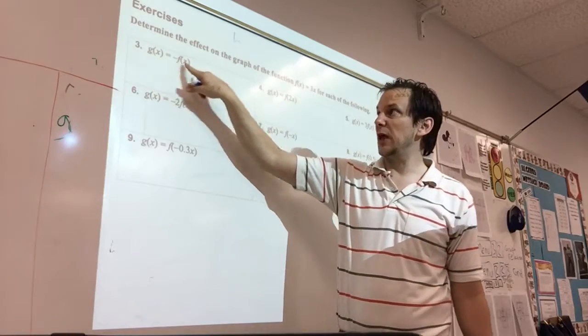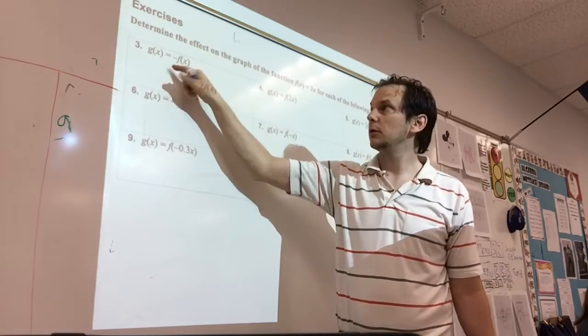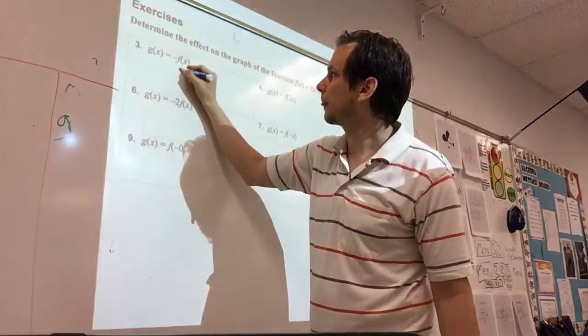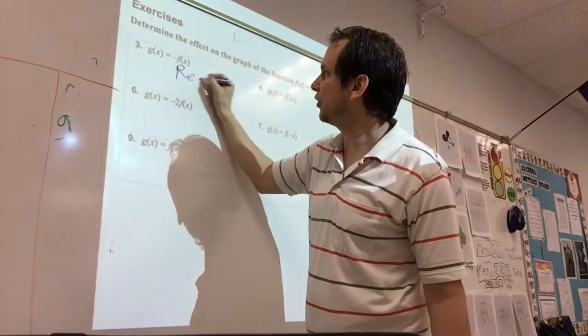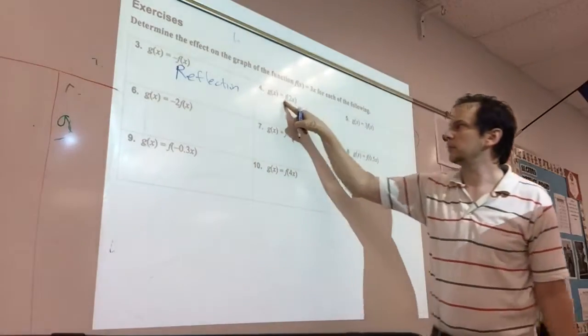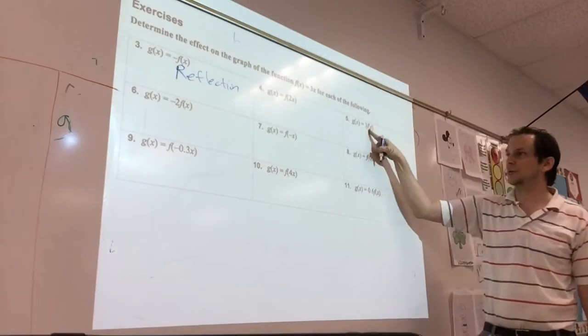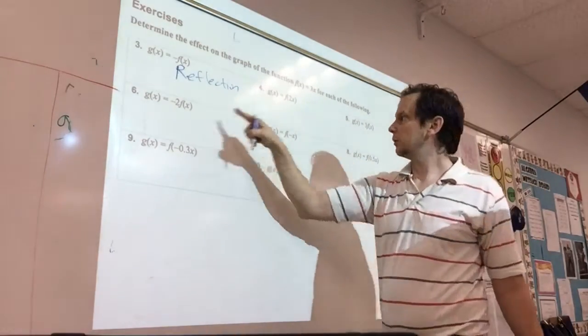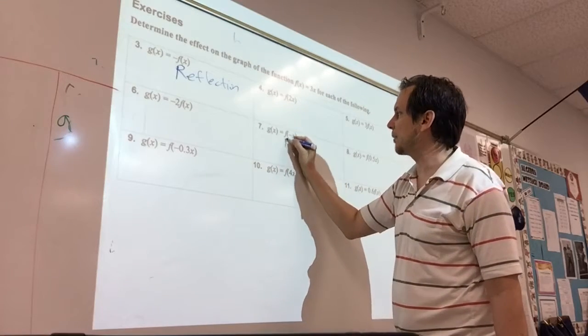George's equation is the same as Frank's, except there's a negative sign, so that has a reflection. I don't even know the details. I'm just going to write reflection so far. Okay, how about this one? No negative sign. How about that one? Number 7. Yes, number 7 has some type of reflection.